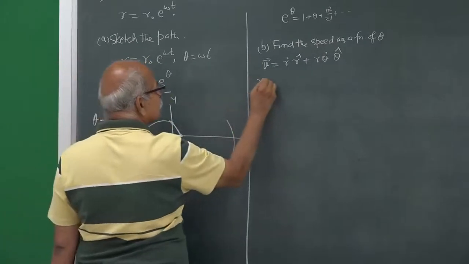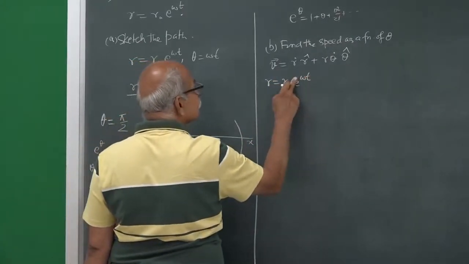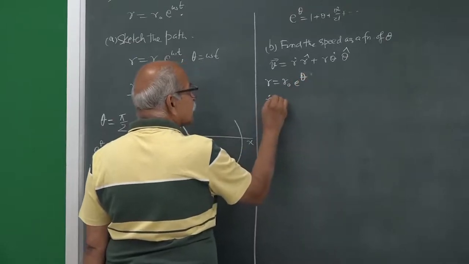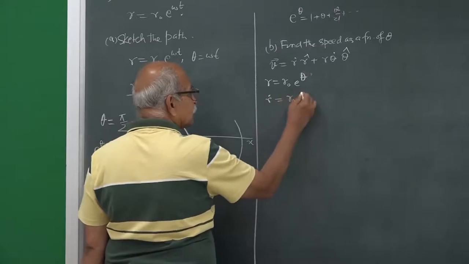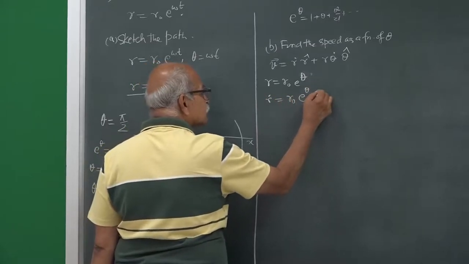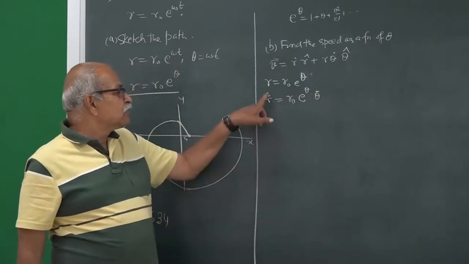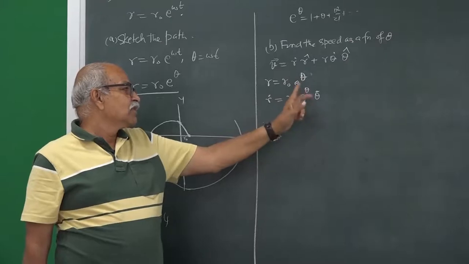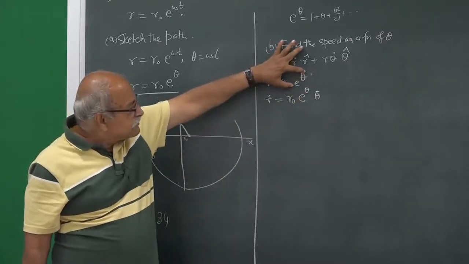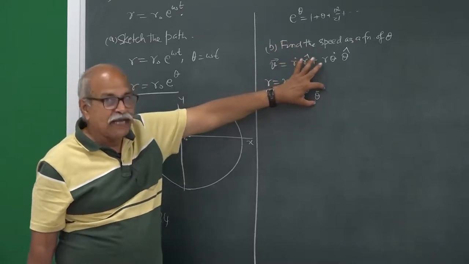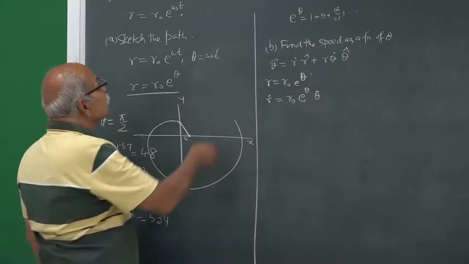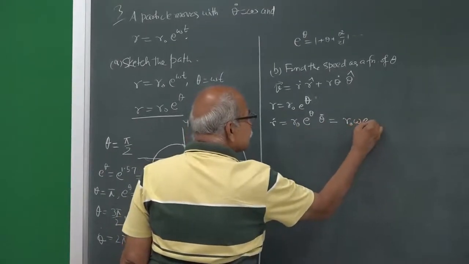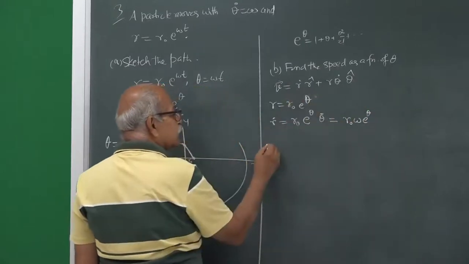What is r dot? r is equal to r naught e to the power omega t, or you can also say this is e to the power theta. So r dot is r naught e to the power theta into theta dot, right? What we have done is differentiate with respect to time. First differentiate with respect to theta, because it is written as a function of theta, and then differentiate theta with respect to time. Theta dot is known, fixed, omega. So this is r naught times omega times e to the power theta. This is r dot.